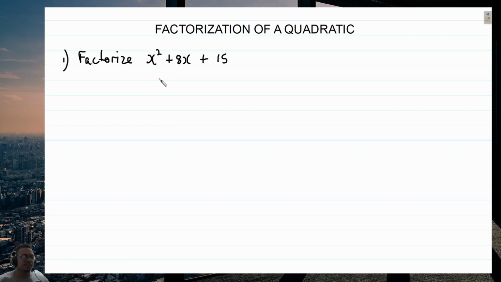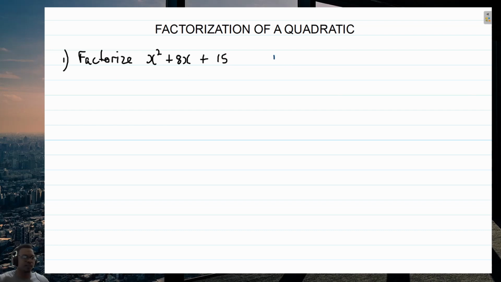Now, as we discussed in earlier videos, factorization is the opposite of expansion. So in expansion, we get rid of the brackets, and in factorization, our objective is to get back the brackets. Now, when I look at this expression, I have x squared, which means there's a 1 in front of the x squared, so that's 1x squared. And anytime I have a 1 in front of the x squared, there's a short method I can use to factorize this expression. So what I'm going to do is look for factors of 15.